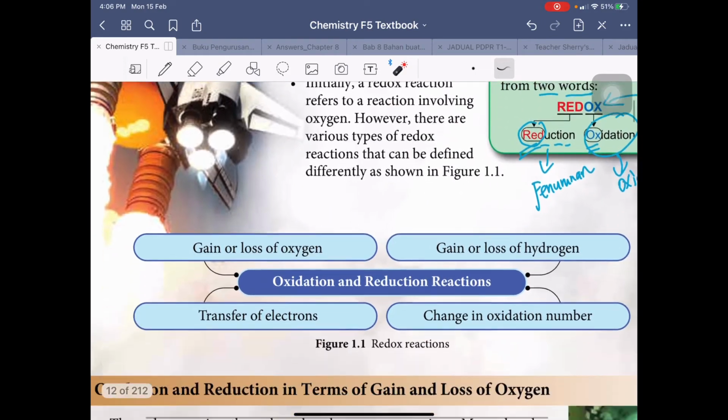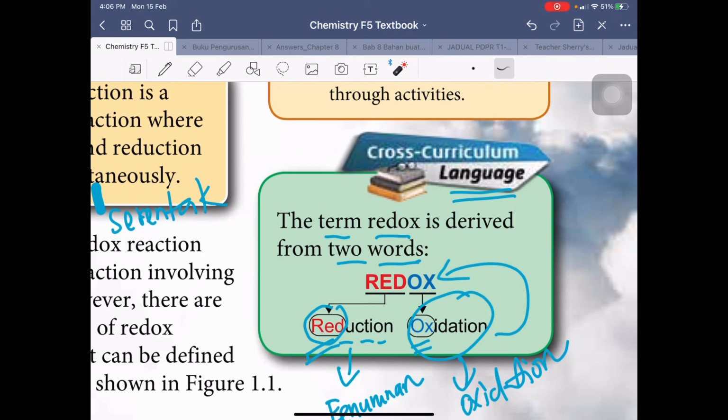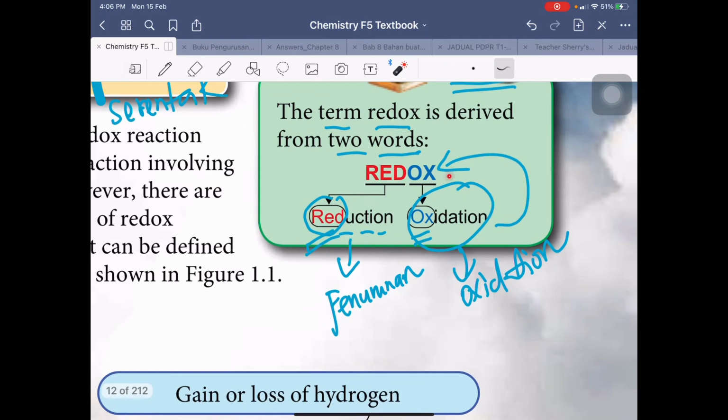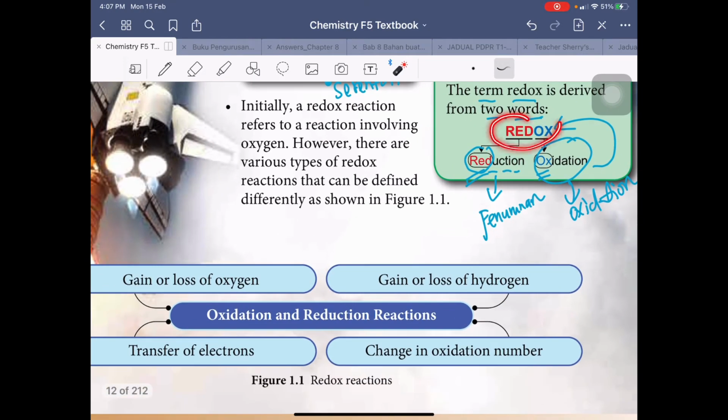But before we look at the example, I want you to understand again. Okay, this is cross-curriculum language. The term redox is derived from two words. Red comes from the word reduction, and then ox comes from the word oxidation. So when we combine, it will become redox. We often hear people pronounce it as redox also, because they follow the pronunciation for reduction. But redox, okay, redox. So redox is a chemical reaction where reduction and oxidation must occur simultaneously.